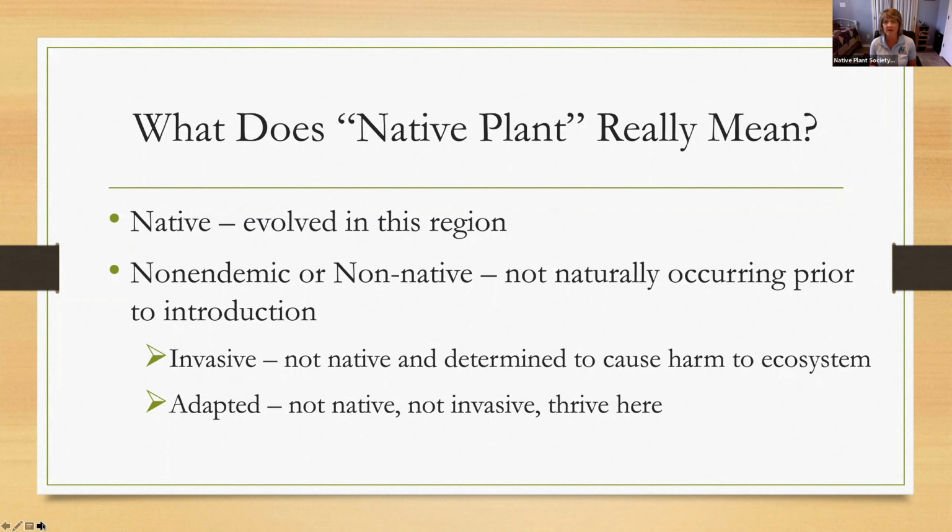Now, more recently, we've expanded this idea of non-native to include two other terms. A plant that is invasive is not native, and also is going to cause harm to the ecosystem. Those are ones that we would especially want to avoid. We also have plants that we call adaptive or adapted. They're not native, but they're also not invasive, which means they don't tend to escape or take over an area, and they will thrive here. So that's usually recommended as another choice.